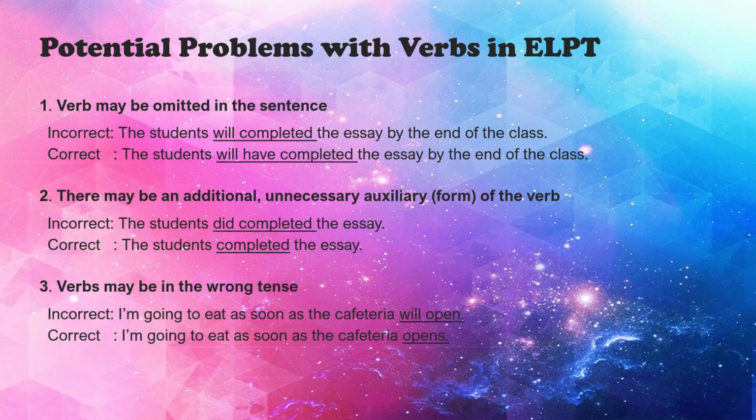Verbs may be in the wrong tense. "I'm going to eat as soon as the cafeteria will open." This one is something that is scheduled. The opening of the cafeteria is scheduled, right? Therefore, using "will open" is incorrect, because if it is scheduled, it means that it happens regularly. If it happens regularly, then you need to use the present tense, not the future one. So the correct answer will be "opens," not "will open."